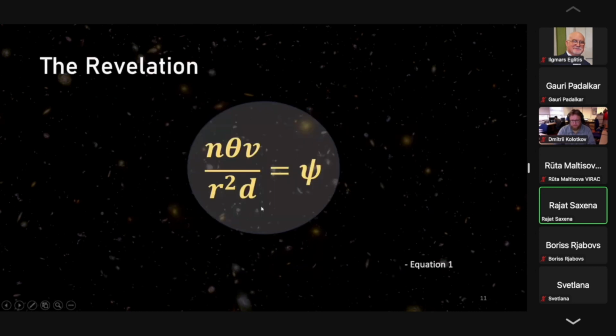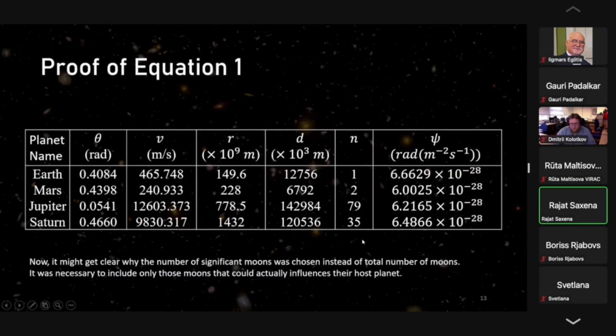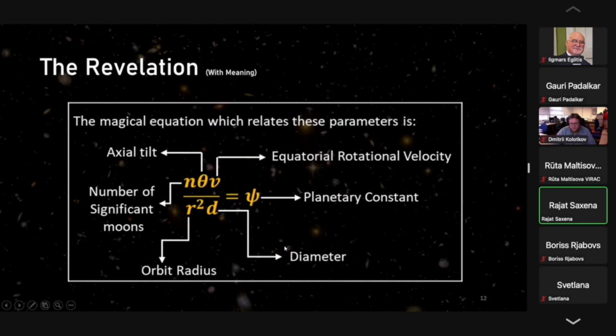I'll just quickly show what this relation means. Here n is the number of significant moons, which we discussed in the earlier slide. Theta is the axial tilt, v is the equatorial rotational velocity, r is the orbit radius, and d is the diameter. When you substitute the values of each of these quantities in this, the obtained value of psi is the same for all the four planets. So this table is also the proof of the so-called equation 1.